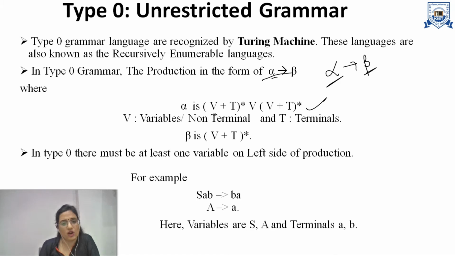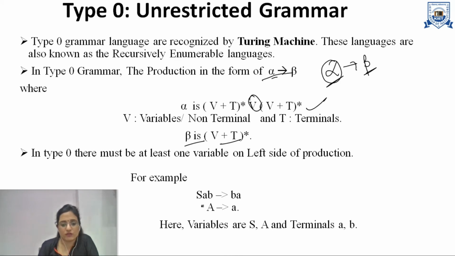Here V represents the non-terminal, or we can also say that V is a variable, and T is a terminal. So alpha is a combination of terminals as well as non-terminals, but there must be at least one variable on the left side of the production. That means alpha always contains at least one variable or non-terminal. The rule for beta is that beta is the combination of variables as well as terminals. But the point to remember is that there is always at least one variable on the left side of the production, the left hand side of the grammar.